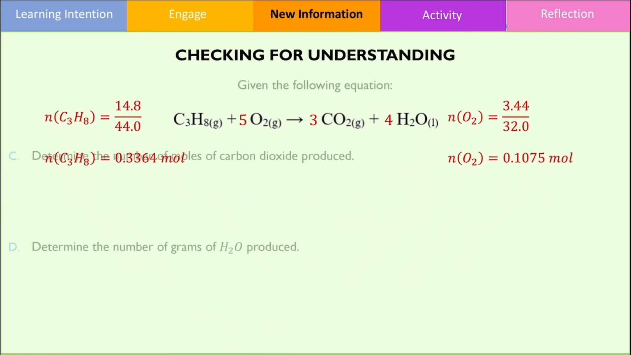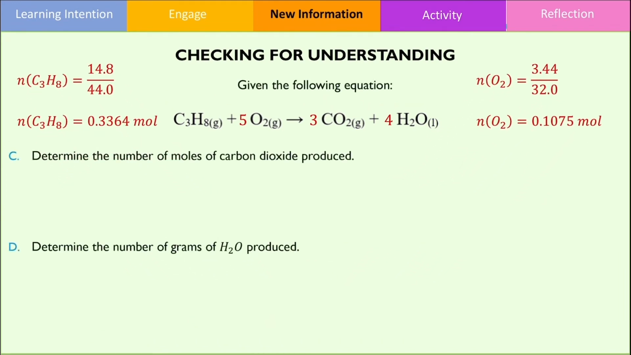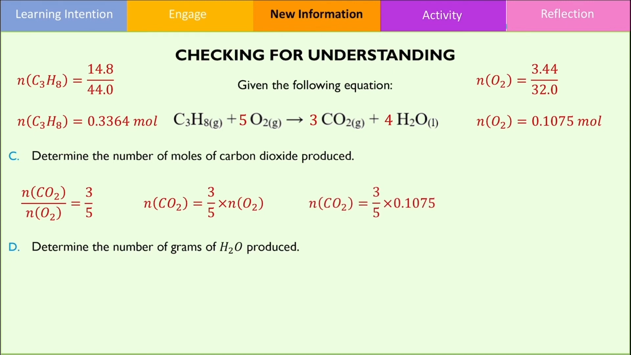In part C, we need to calculate the number of moles of carbon dioxide produced. So we're going to use mole ratios with oxygen as our limiting reactant. The mole ratio of carbon dioxide to oxygen gas is 3 to 5, hence multiplying it by 0.1075 gives us an answer of 0.0645 moles of CO2 gas formed when corrected to 3 significant figures.